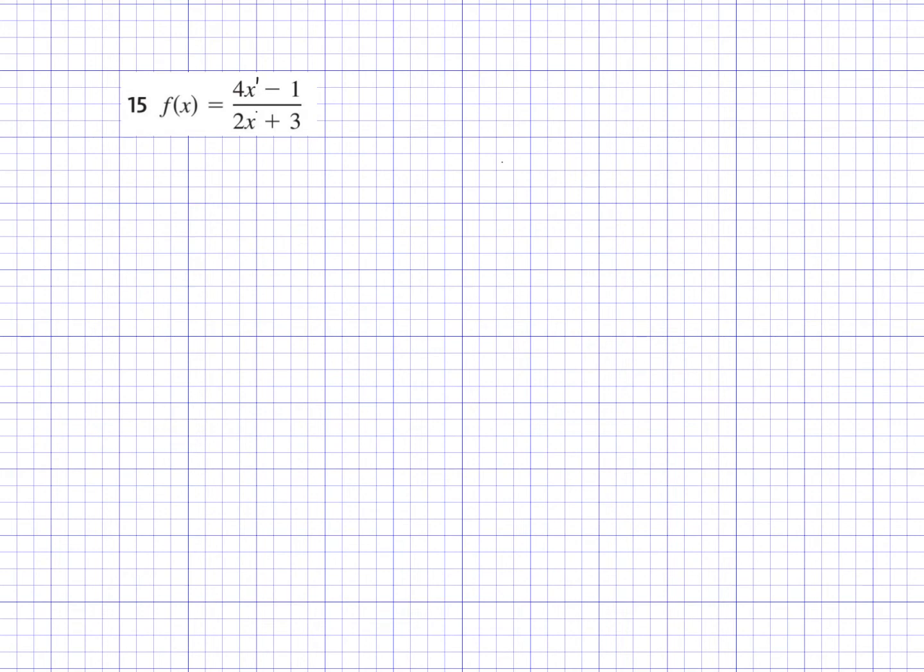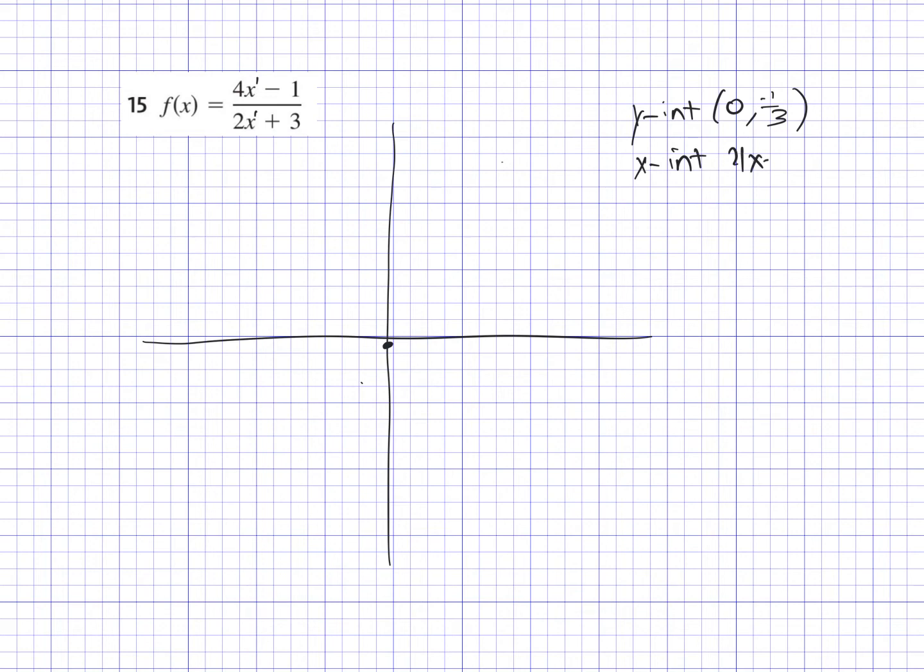Again, our leading exponents are the same. I'm just checking that stuff out. So again, we should be getting faster. Y-intercept, plug 0 in for x, and we get negative 1 over 3. So 0, negative 1/3. And x-intercept, set your numerator equal to 0 and solve. So 4x equals 1, x equals 1/4. Vertical asymptotes, set your denominator equal to 0 and solve. So x equals negative 3/2.